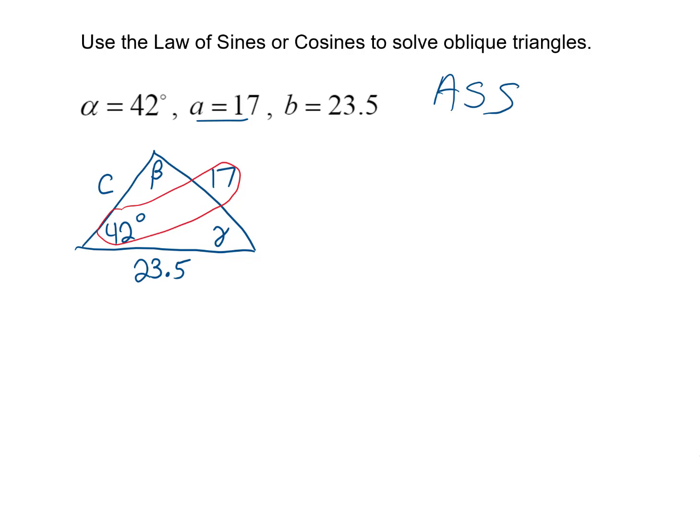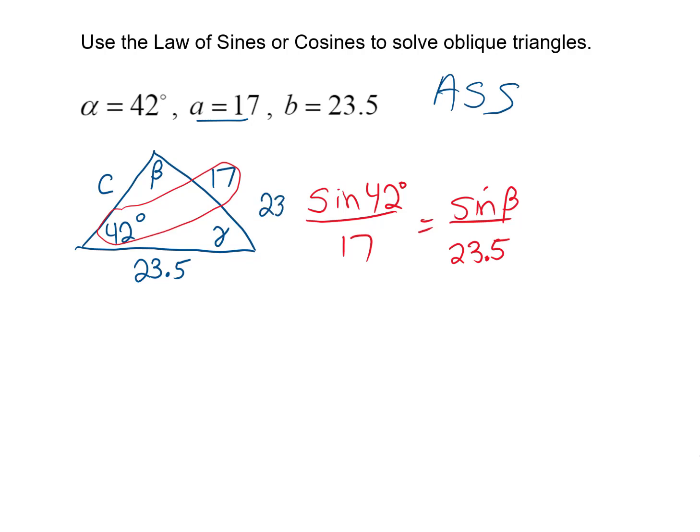And we're going to be trying to find an angle, so we're going to put the sine on top. Sine 42 degrees over 17 equals, and we'll go for beta because we have the side opposite it. Whoops, got to be sine beta, over the side opposite, which is 23.5. So now we go ahead and solve for the sine beta, so we multiply the 23.5 over here.